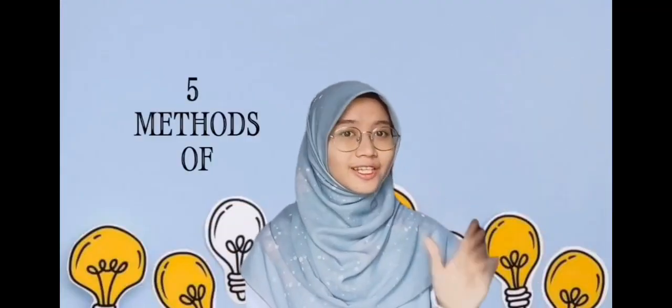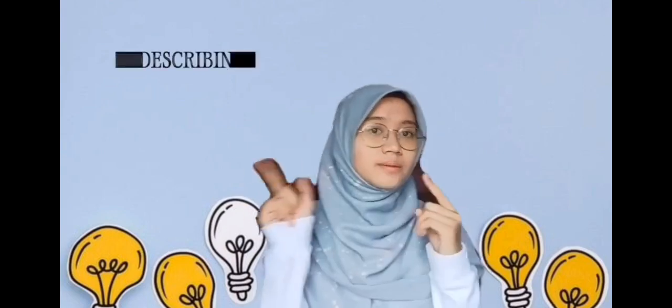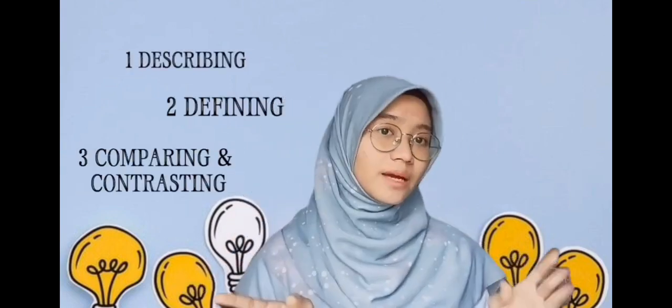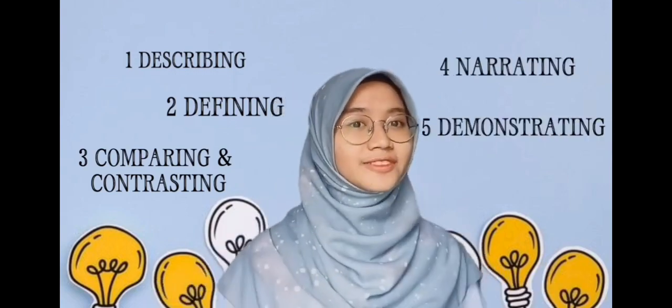Okay, next we are going to talk about the five methods of informing. The five methods for informing. The first one is describing. Number 2 is defining. Number 3 is comparing and contrasting. Number 4 is narrating. And number 5 is demonstrating.